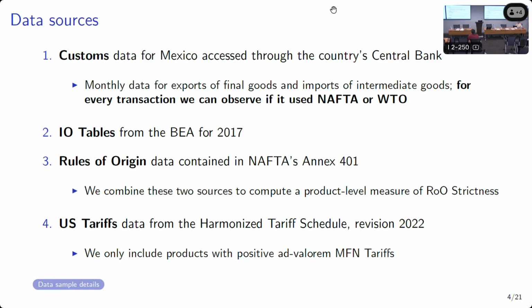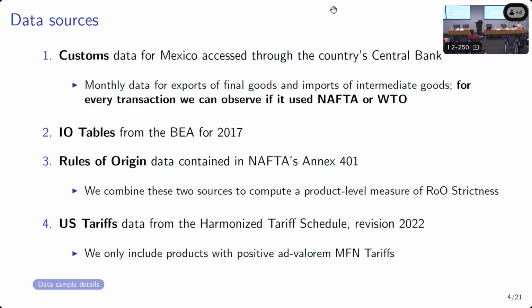So I basically combine the second and third data sources to come up with a measure of rule of origin strictness. If I know that a car is made 60% plastic and 40% steel, and I know that the steel has to be sourced from within North American countries, I would say 40% of a car's inputs need to be sourced from North American countries, okay? So it's a measure between 0 and 1.